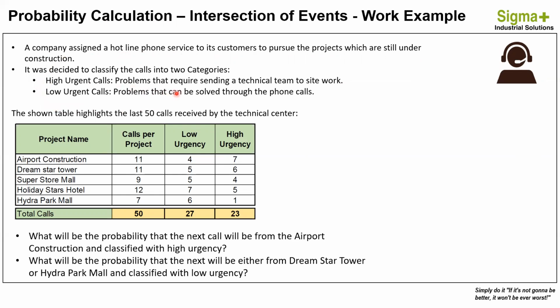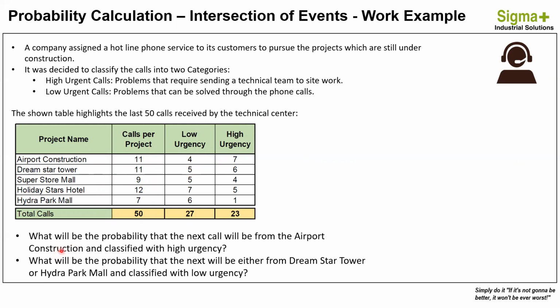It was decided to classify the calls into two major categories: high urgent calls, which are the problems that require sending a technical team to the site work, and low urgent calls, which are the problems that could be solved through phone calls. The shown table highlights the last 50 calls received by the technical center. In the first column you have the name of the projects, and in the second column the number of calls per project, classified as low or high urgency.